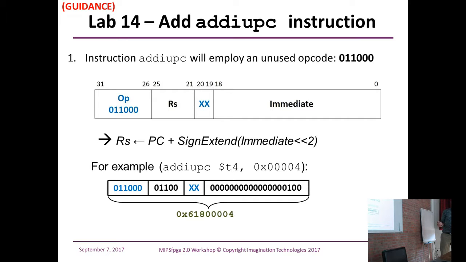And this would be the format. We have a register and an immediate. Okay, these 2 bits should not be used. The instruction must compute the PC plus the immediate shifted 2 positions to the left and sign extended. And this would be the example that we're going to execute. We are adding 4 multiplied by 4 and sign extended to the PC of this instruction and store the result to the register T4. Okay, and this would be the machine code for this instruction.